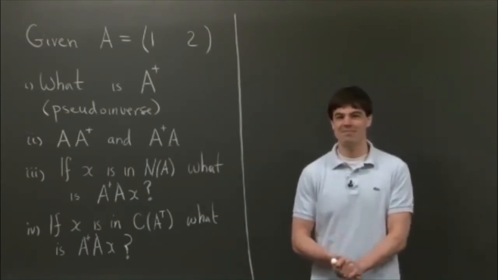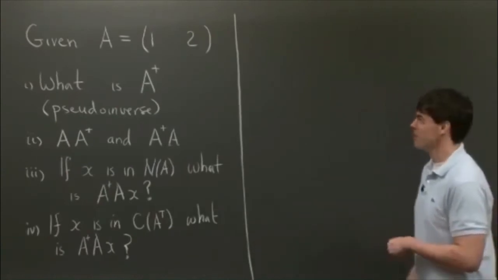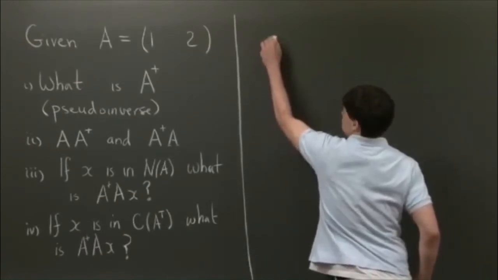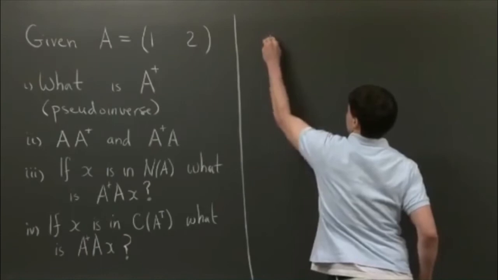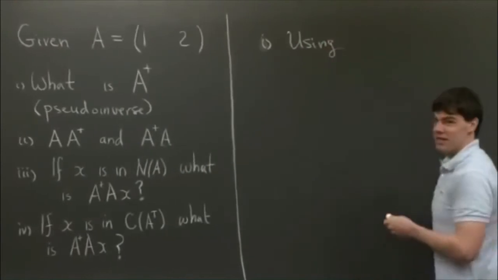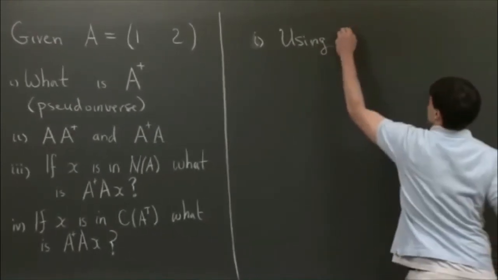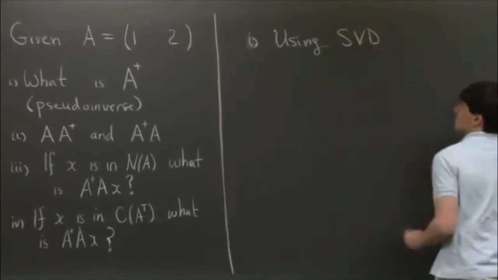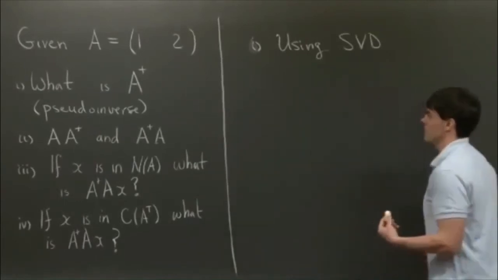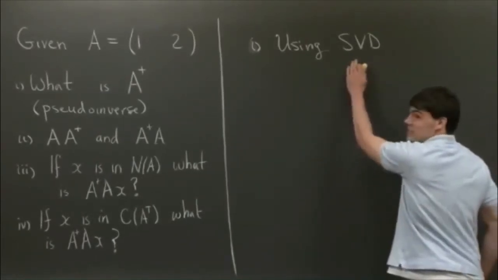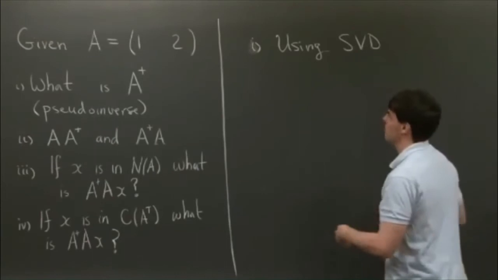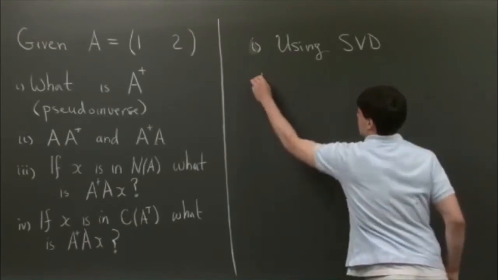Hi everyone, welcome back. Okay, let's take a look at this problem. First off, what is a pseudo-inverse? Well, we define the pseudo-inverse using the SVD. So in actuality, this is nothing new. Because A is not square, the regular inverse of A doesn't necessarily exist. However, we do know that the SVD exists for every matrix A, whether it's square or not. So how do we compute the SVD of a matrix?